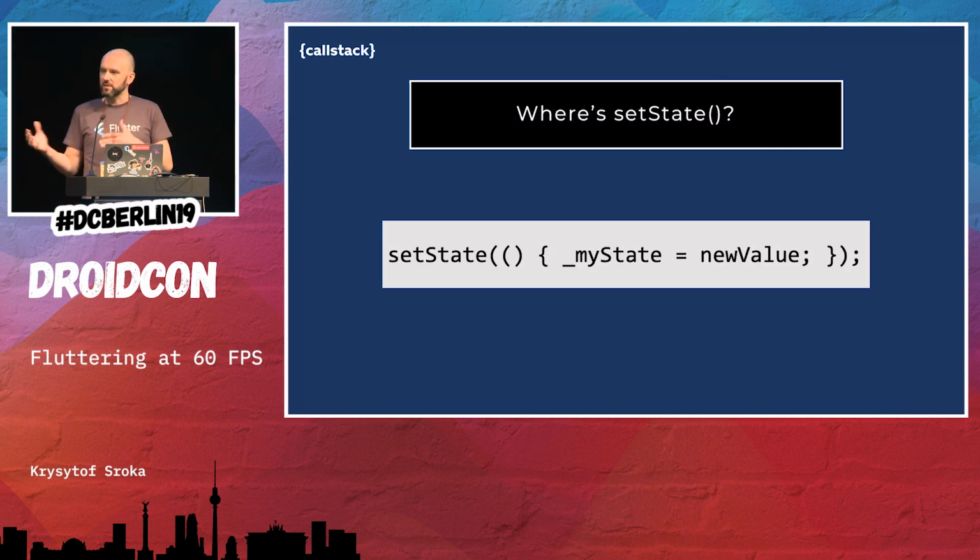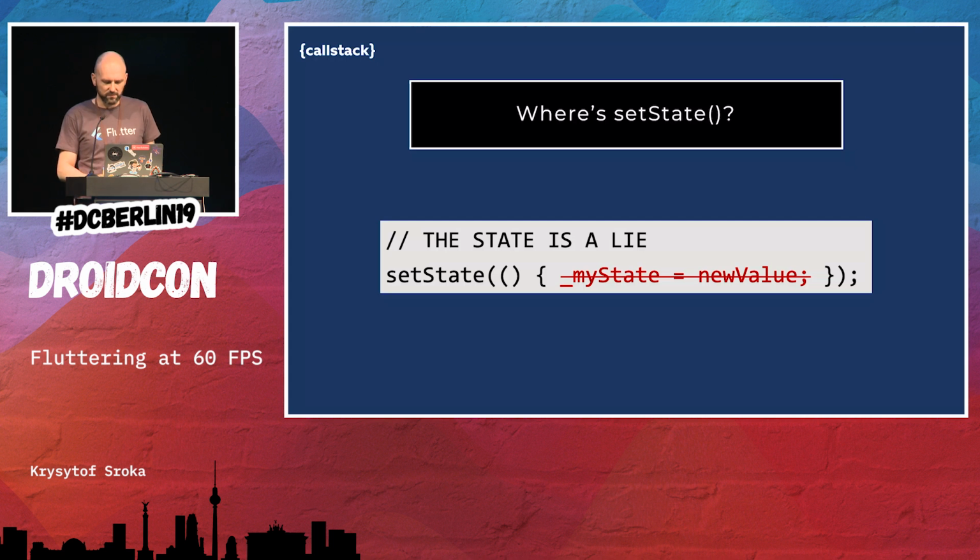Oh, and how does it tie to set state? So set state is this basic tool we use to actually rebuild widgets, right? And set state usually has this kind of form. We pass to set state some void callback that's going to set our state variables. But unfortunately, it's a lie. Whatever we pass as a callback doesn't really matter. It doesn't really tie to any state.